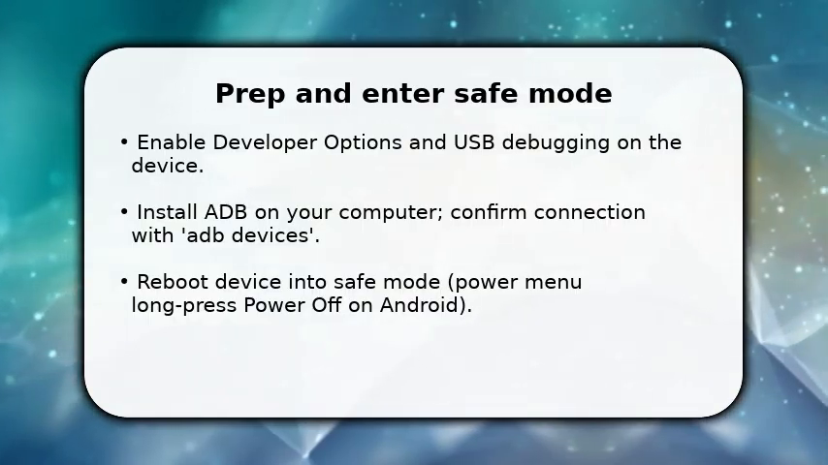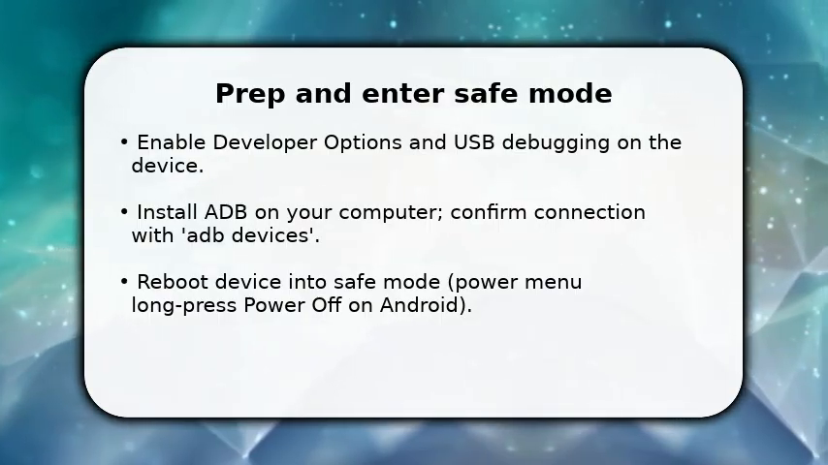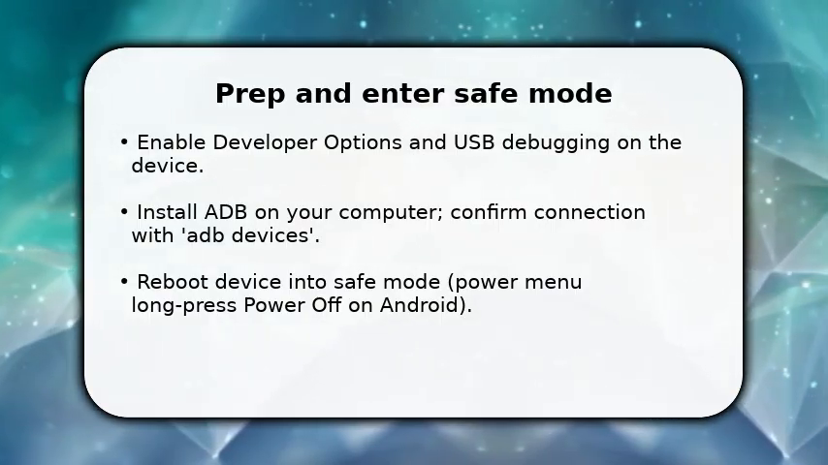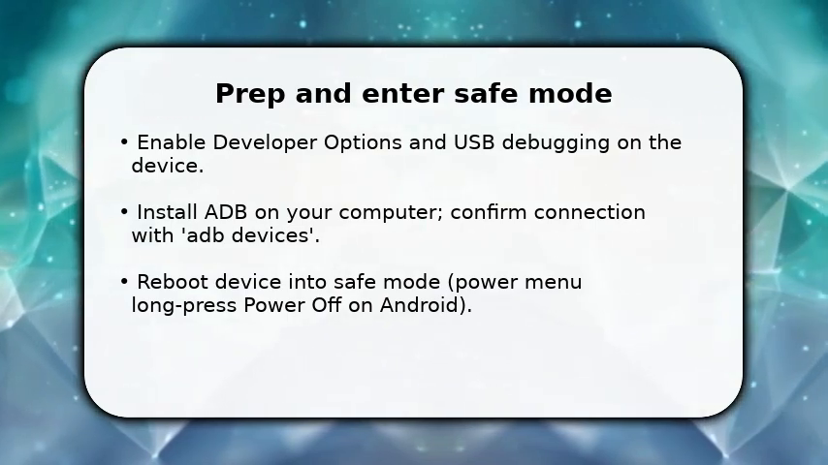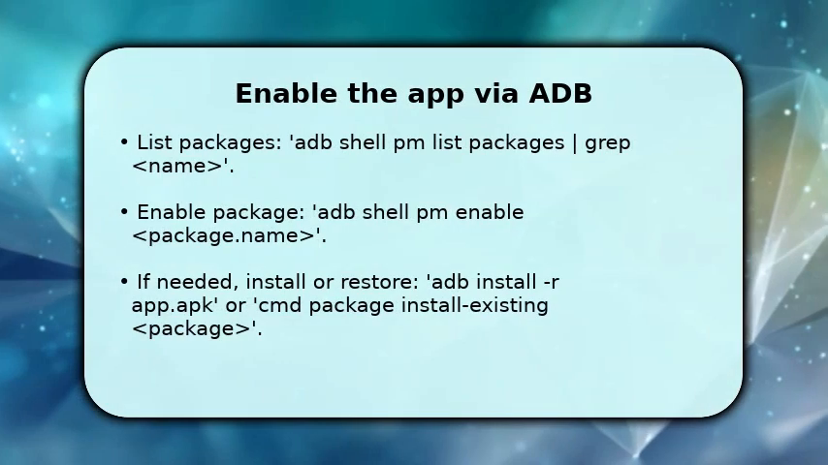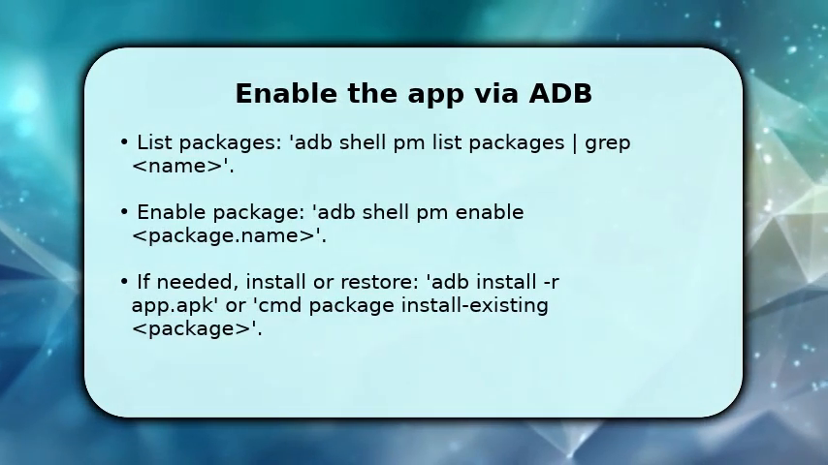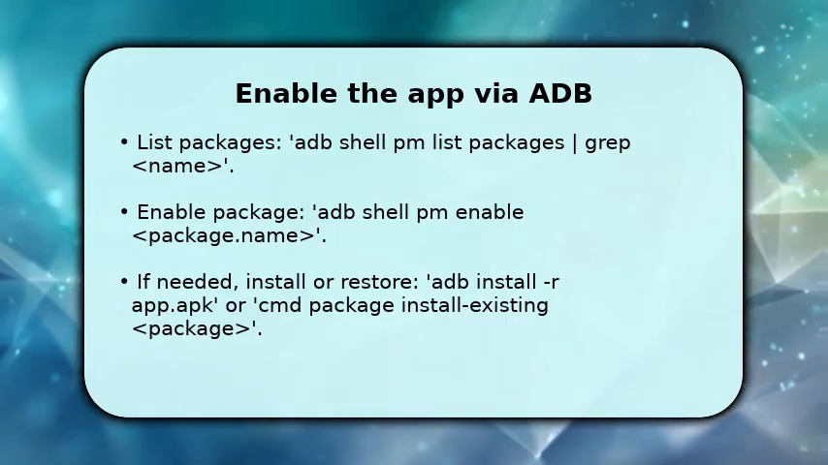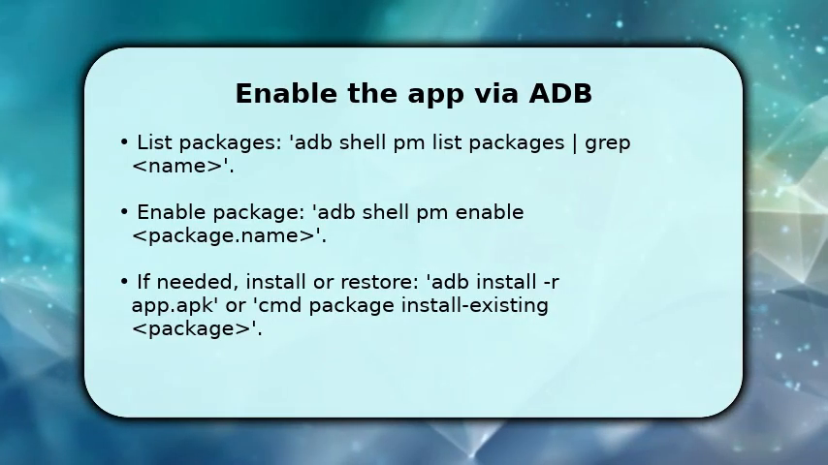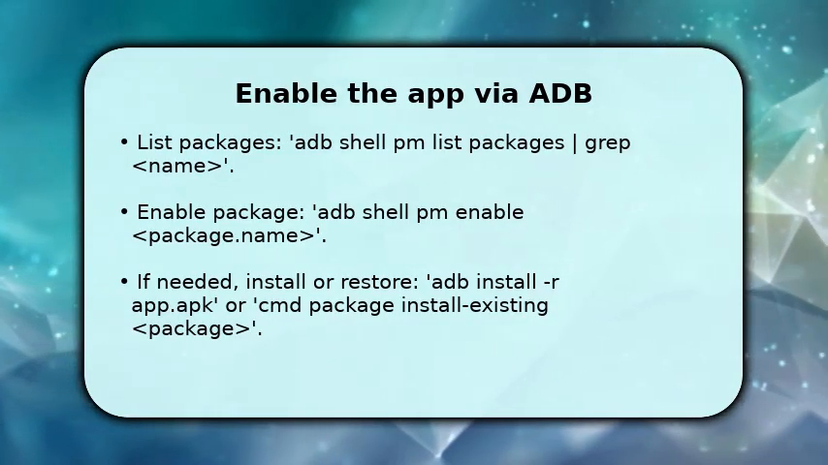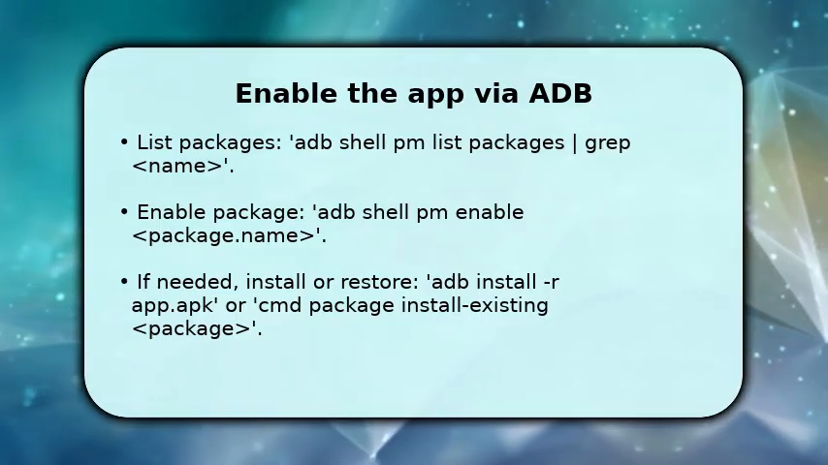This isolates system services and disables third-party apps, which is why we use ADB next to selectively re-enable the app you need. With the device in safe mode and ADB connected, first confirm the exact package name by listing packages. This avoids enabling the wrong app. Once identified, use adb shell pm enable package name to enable the package at the system level. This tells the package manager to allow the app even though third-party loading is restricted.